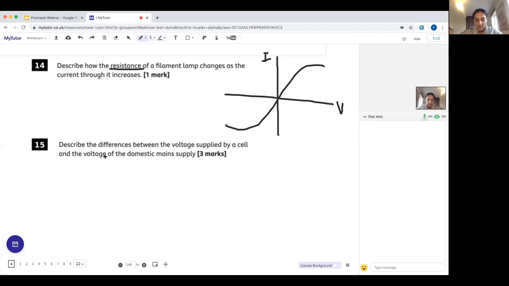Okay, you can see loads of you putting one of the correct answers. So yes, one is DC, which is the voltage supplied by a cell, and one is AC, which is the main supply. And some of you are getting the second one, which is really great because it's not obvious straight away. The cell has a much, much lower voltage than main supply. So main supply is 230 volts, but a cell is going to be somewhere around 1.5 volts. Okay, so one has much, much lower voltage than the other.